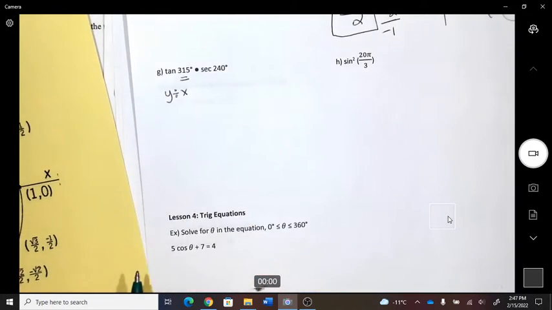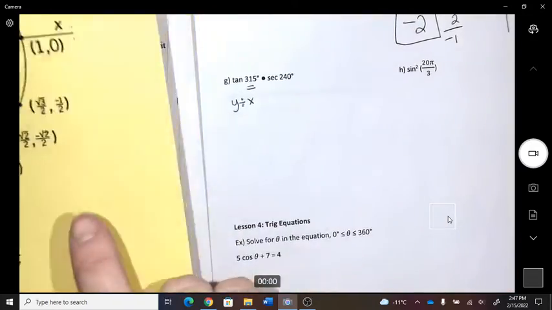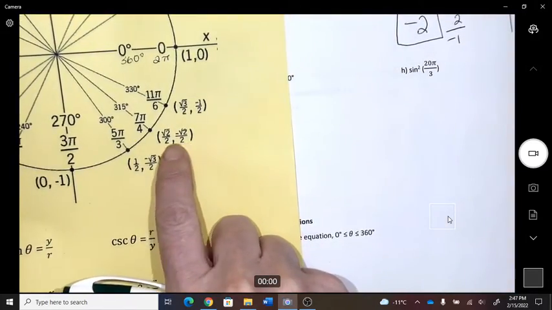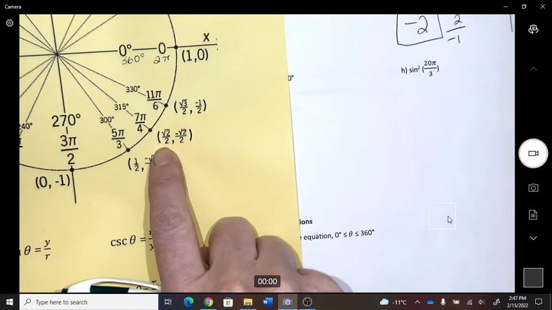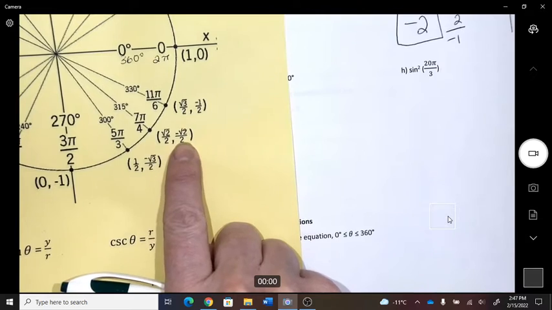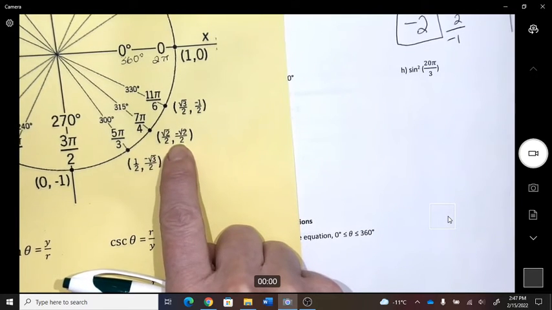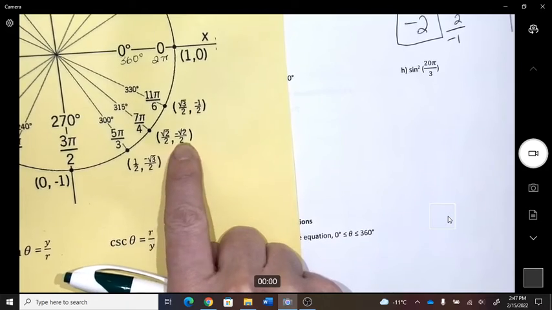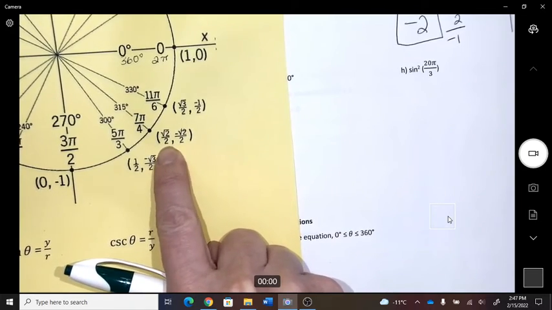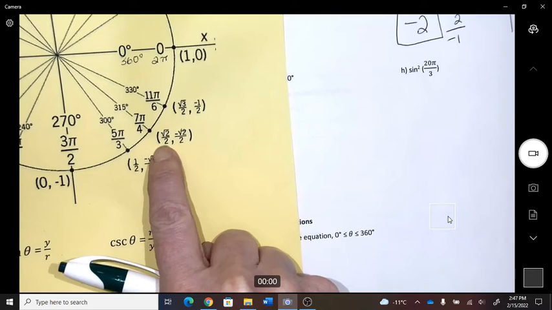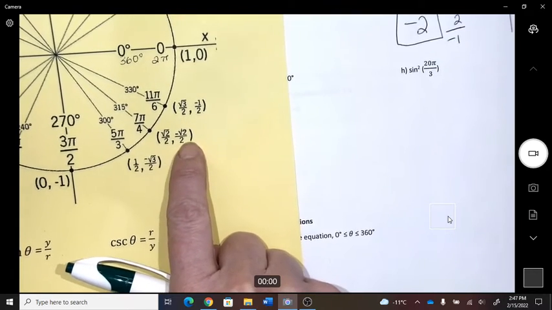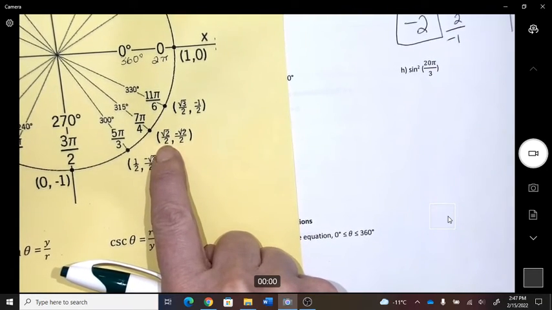So what's the y? I'm looking at 315. What's this divided by this? Does anybody actually just know by looking at it? This is the same as this, except for a negative. What happens with division when you do two things that are the same divided? What'd you say? -1. When you take the same number divided by the same number, you get a 1.